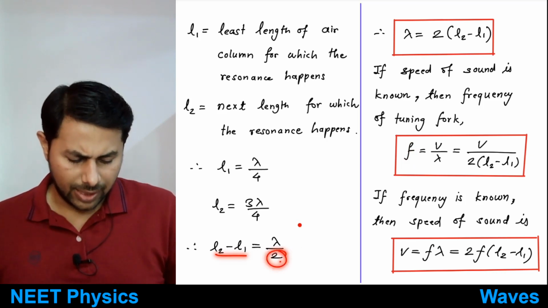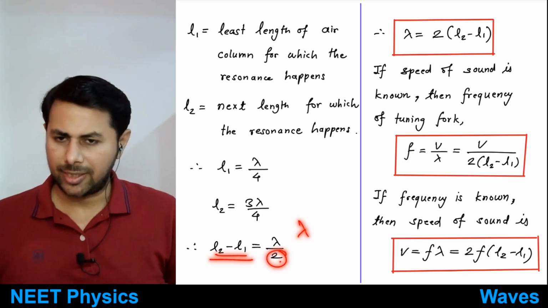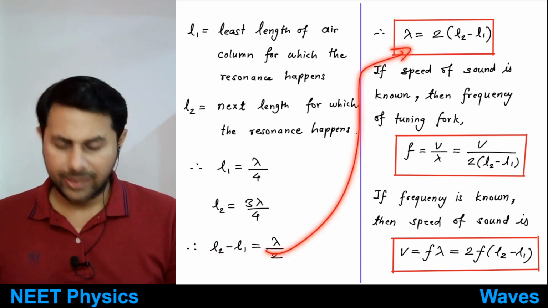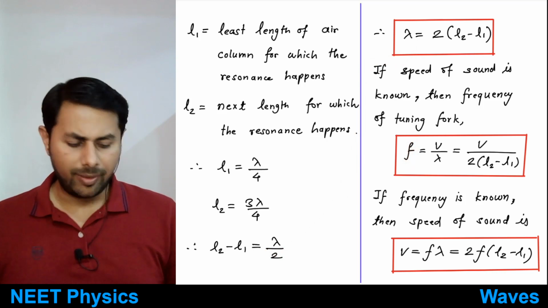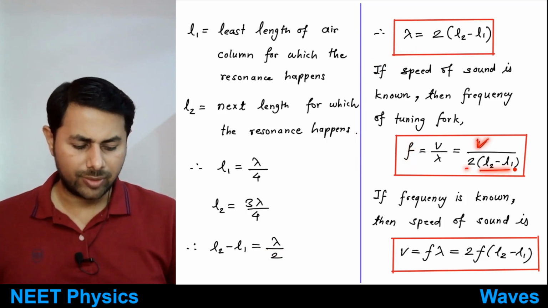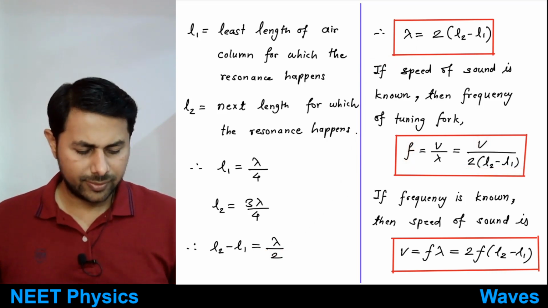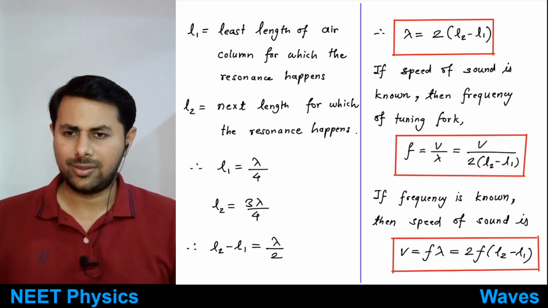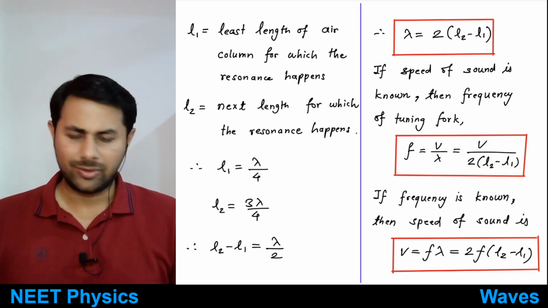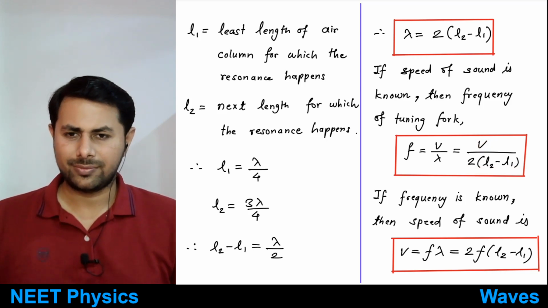So L2 minus L1 is lambda by 2. So lambda would be equal to what? 2 times of L2 minus L1. Lambda is equal to 2 times of L2 minus L1. So what would be frequency? It's V by lambda. So it is V divided by 2 times of L2 minus L1, right? Okay, this is clear, everyone?